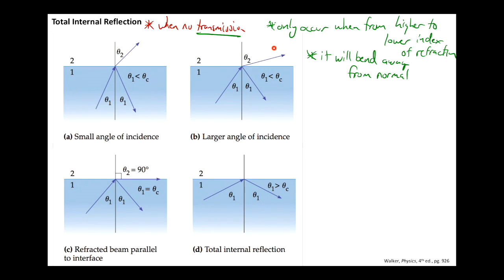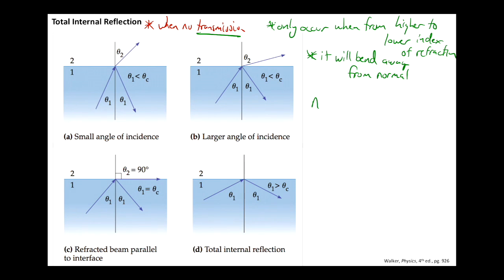You might imagine a case where I make theta 1 so big that this bent light beam actually has a theta 2 that's 90 degrees. That's all the way bent down to the surface. Got that? So we keep increasing the angle of incidence until theta 2 reaches 90 degrees or even larger. So what we're going to do is see how Snell's law predicts something like this.